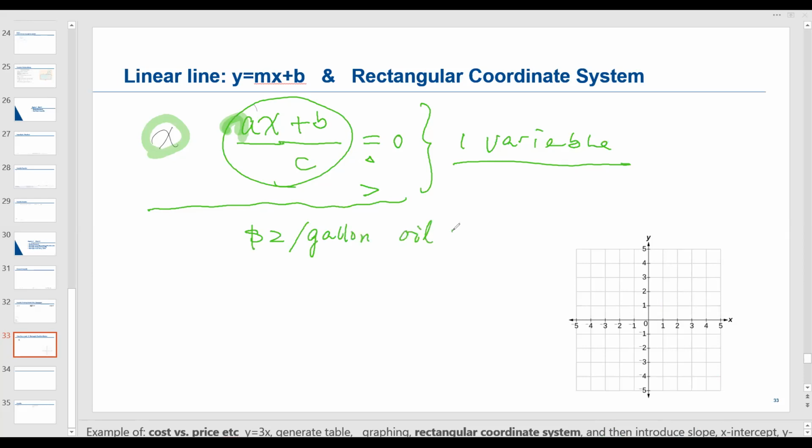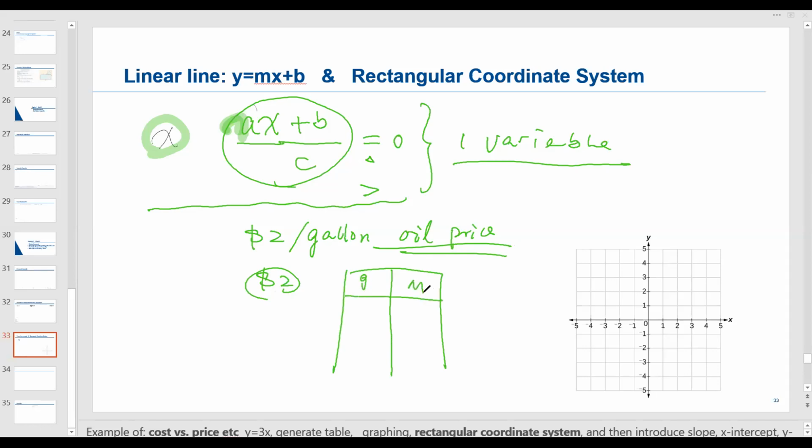Oil price, right? Each time, how much money do you pay? Your mom and dad use the credit card and pay the money, right? Suppose it is $2 per gallon. This is the gallons you add, and this is the money you will pay. So if you add 1 gallon, you pay $2. If you fill your car with 2 gallons of oil, you pay $4.